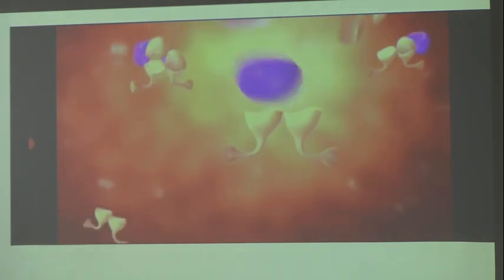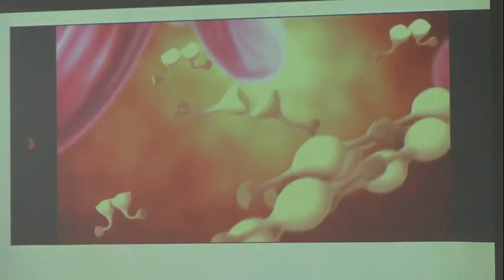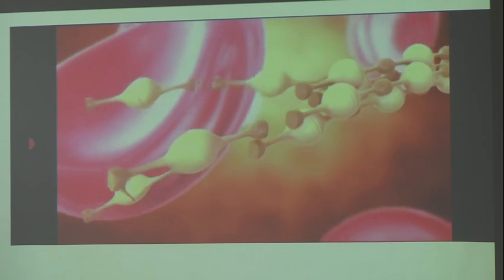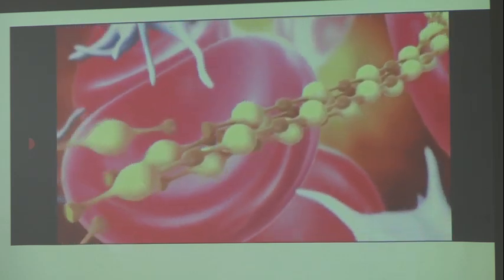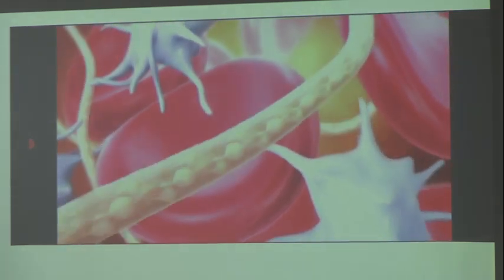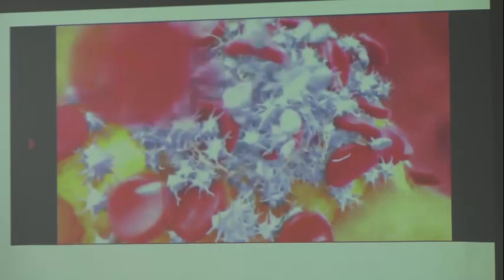Now see, these are the fibrin threads being produced. Fibrin threads, polymer. The mesh network. So all this is clot.